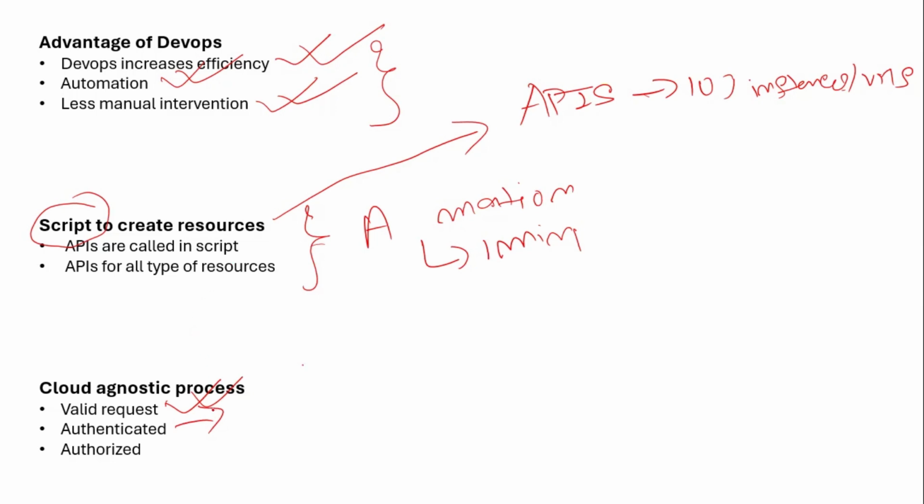So all these three values should match. A valid request should be there. It should be properly authenticated. It should be properly authorized. Then and only then the API is going to work.